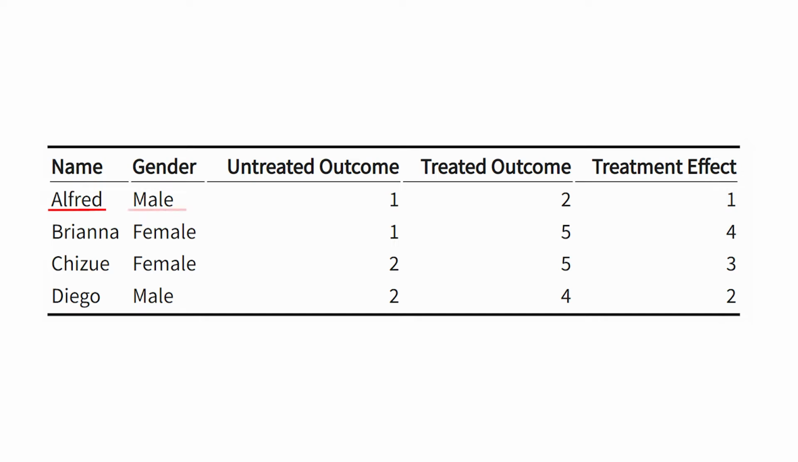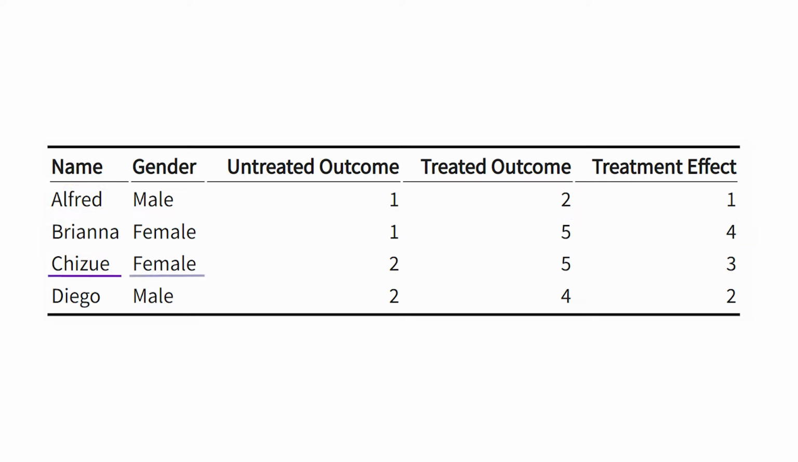So we got Alfred. Alfred is male. If Alfred did not get the treatment, he'd have an outcome of 1. If he does get the treatment, he gets an outcome of 2. So his individual treatment effect is positive 1. The treatment increases his outcome by 1. We got Brianna, who is female. If she is untreated, then she gets an outcome of 1. If she does get treated, then she gets an outcome of 5. So the treatment is more effective for Brianna than it is for Alfred. It increases her outcome by 4.